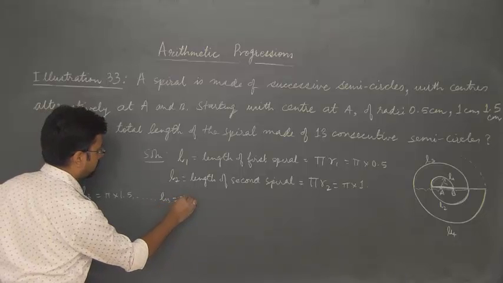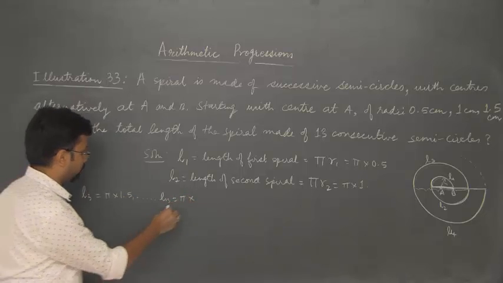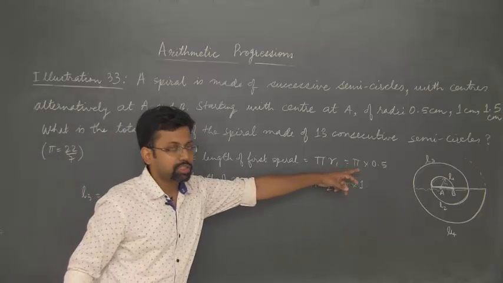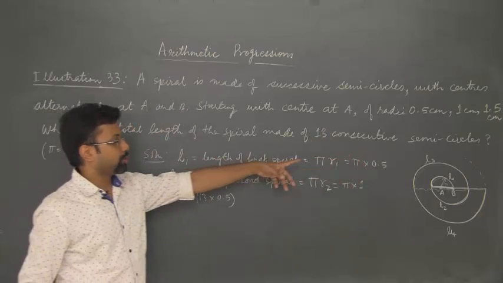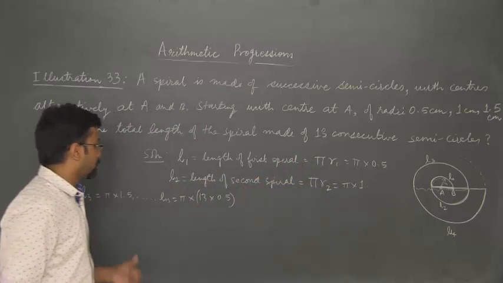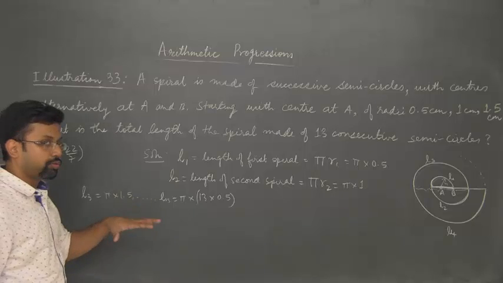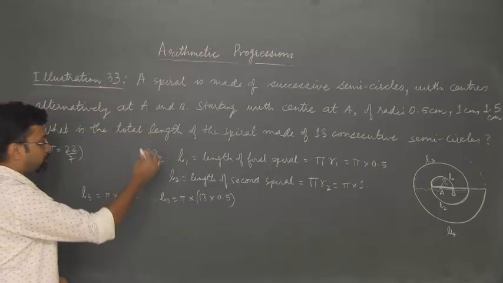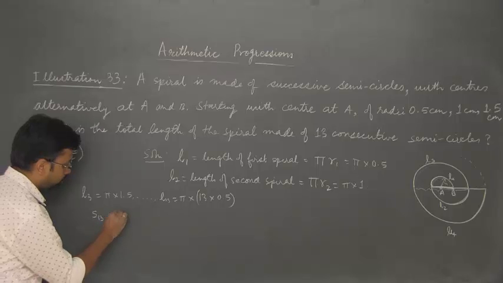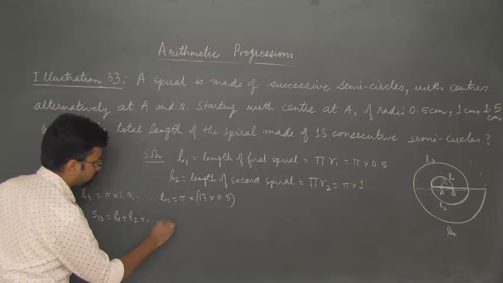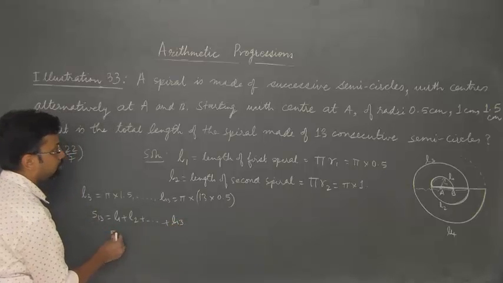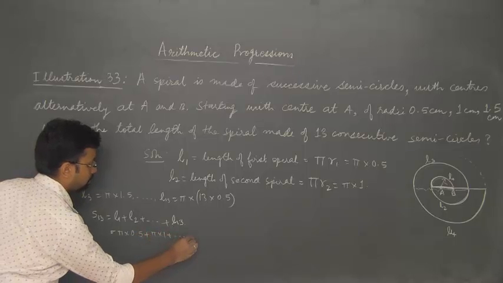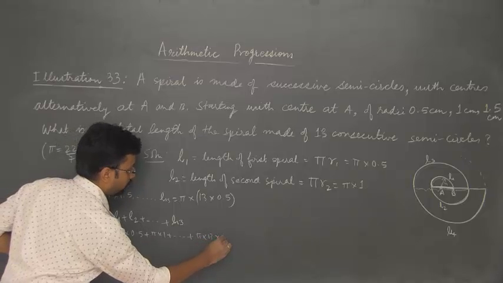L13 would be pi into, this is how much? 13 into 0.5, because each time you go on adding 0.5. So first spiral it's 0.5, for the second it's 2 into 0.5, for the third spiral it's 3 into 0.5. So for the 13th spiral it will be 13 into 0.5. Now we have to find the total length of the spiral. So we have to find S13, which will be equal to L1 plus L2 plus up to L13, which is equal to pi into 0.5, plus pi into 1, up to pi into 13 into 0.5.